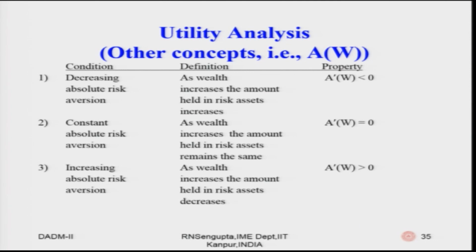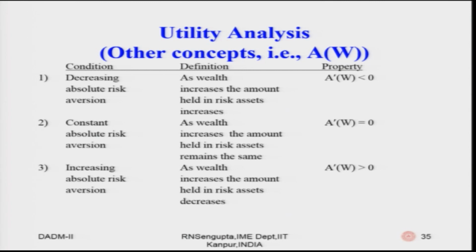Now, let us concentrate on the second row, which gives the constant absolute risk aversion property. What I am reading now is the definition part in the second row. As wealth increases, the amount held in risky decisions or risky assets remains the same, and it means that A prime would be 0. Finally, in the third row, the increasing absolute risk aversion property is true, which means that as wealth increases, the amount held in risky assets or risky decisions decreases, and in that case A prime would definitely be greater than 0.